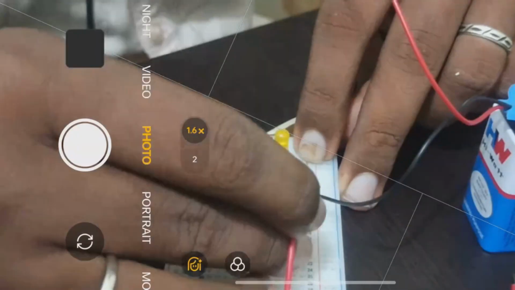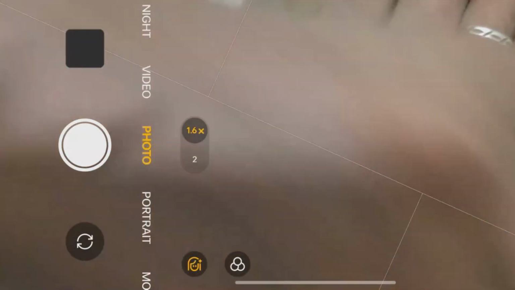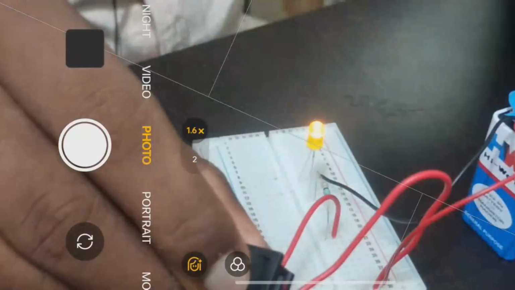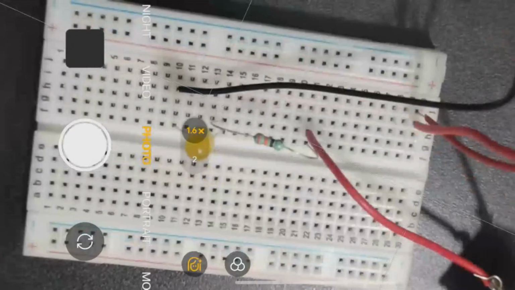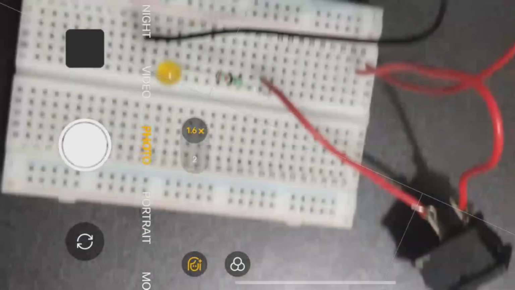Okay, now you use this. See, now sir is connecting that between the resistor and the battery. The switch is connected between the resistor and the battery. You can see that. See there. So between the resistor and the battery, the switch is connected.